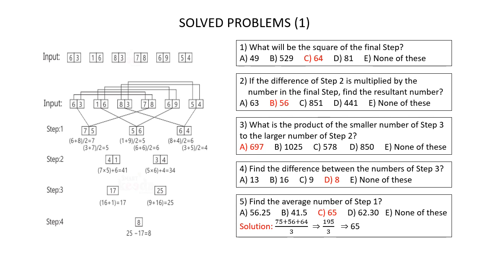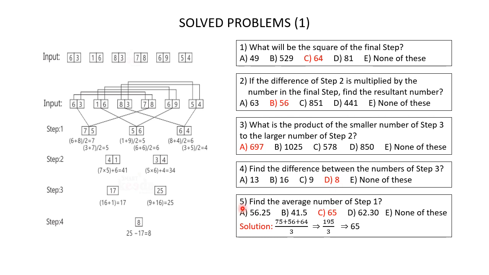Question number 4. Find the difference between the numbers of step 3. Here you are given 5 options and you have to find out which of these options is the correct one. So here you are asked to find the difference between the numbers of step 3. So you have step 3 here and the numbers here are 17 and 25. The difference between these two numbers is 25 minus 17, which is 8. So the correct answer is option D, 8.